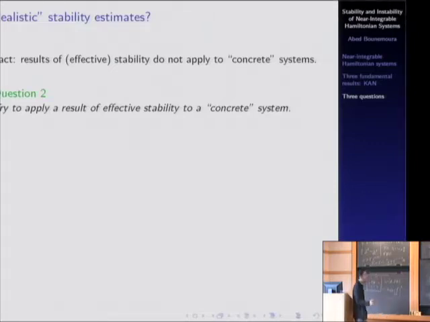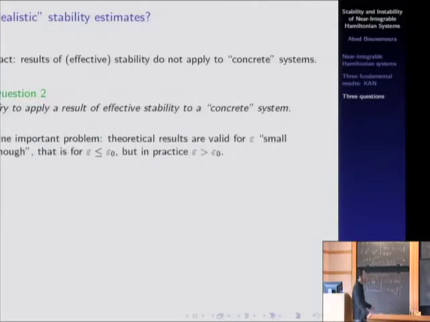So here the question is just to try to apply a result, because it's a pity that you can prove a theoretical result, but you cannot come back to the motivation of the problem. There are many problems, but one of them is the following: theoretical results are valid for epsilon small enough, okay? That is, for epsilon smaller than some quantity which depends only on the system. But in practice, in the problem, this is not satisfied.